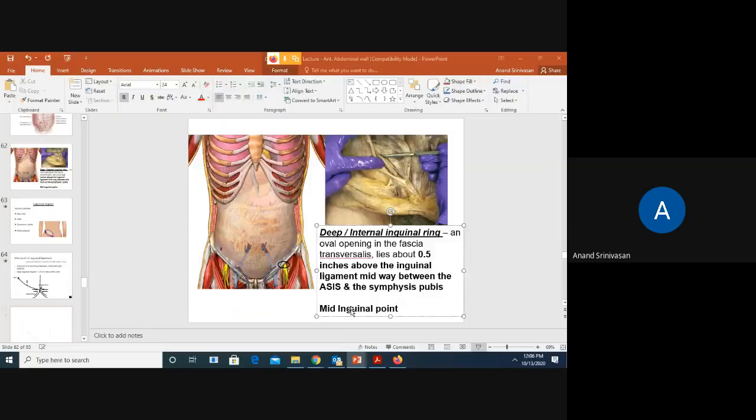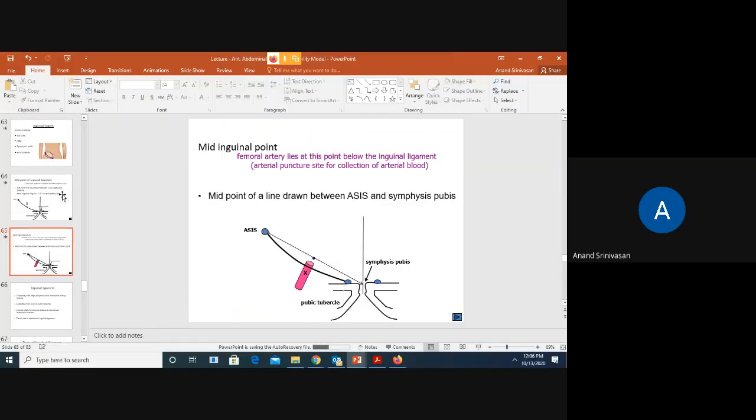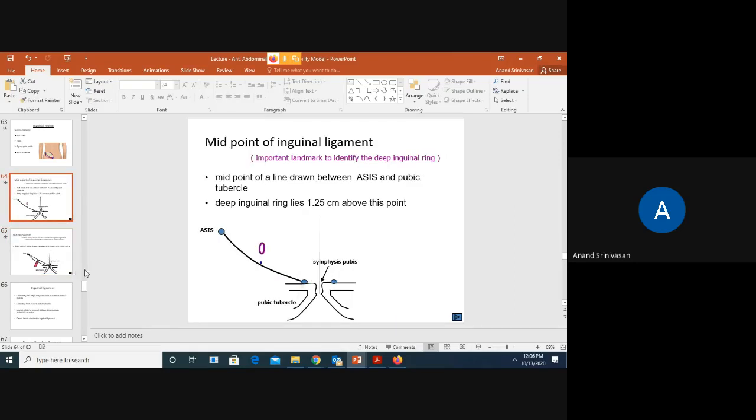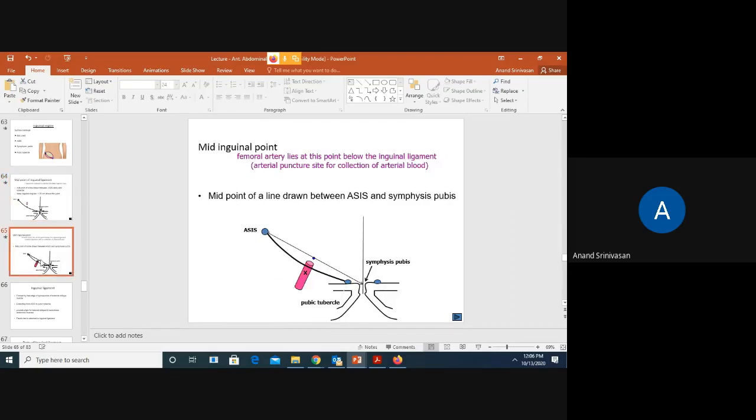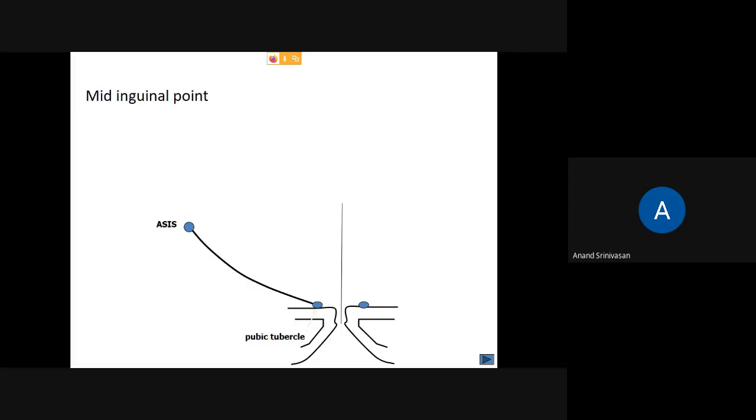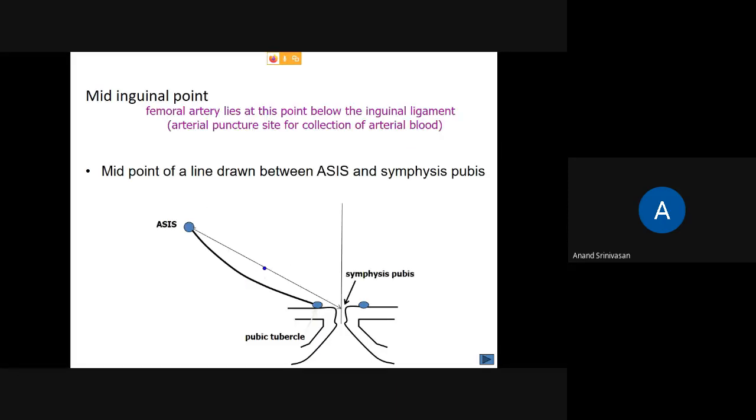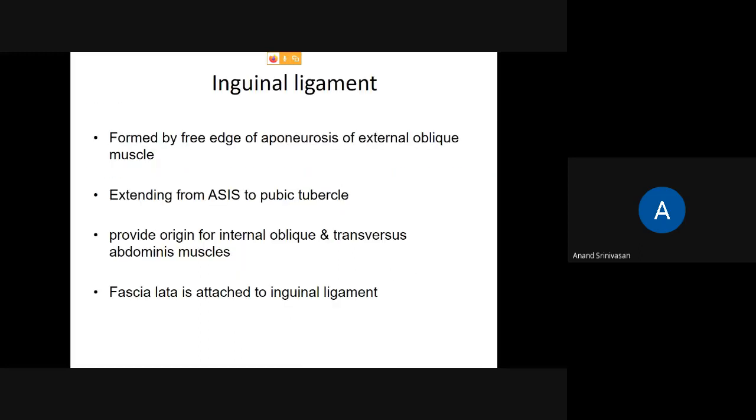Now this is wrong. I'll make the change here. The midpoint of the inguinal ligament is for the femoral artery, and the mid-inguinal point is for the deep inguinal ring. I'll make the changes and then I will project this again. It's been mentioned wrongly in this PowerPoint.